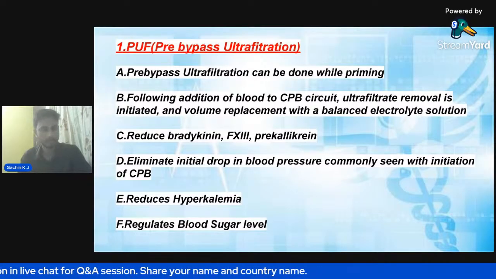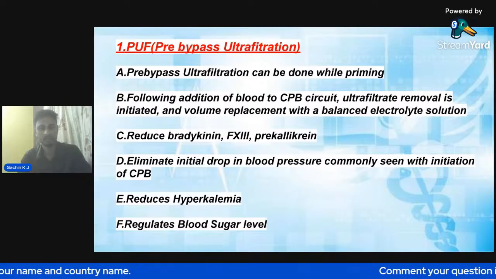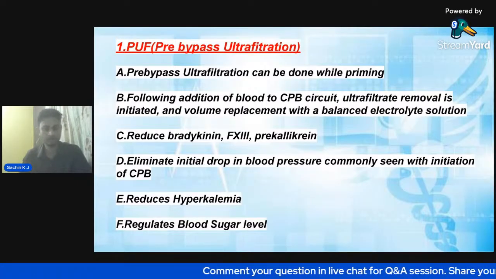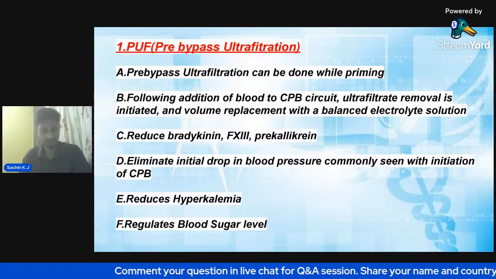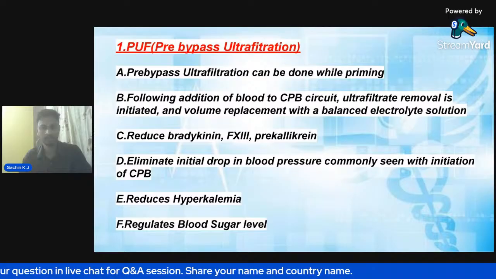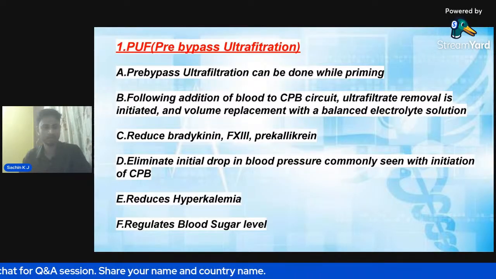What is pre-bypass ultrafiltration? Pre-bypass ultrafiltration can be done while priming. Actually, we are using additional blood, like FFP, while priming, especially in pediatric patients. It is a very useful technique.